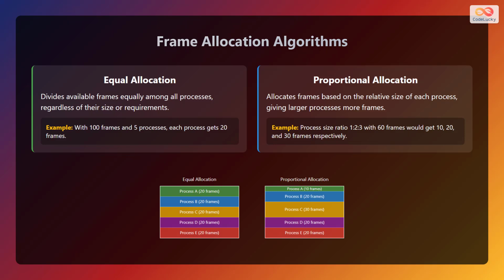Then there is proportional allocation, which allocates frames based on the size of each process. Larger processes get more frames than smaller ones. For example, if the processes have a size ratio of 1:2:3, and there are 60 frames available, the processes would get 10, 20, and 30 frames respectively.